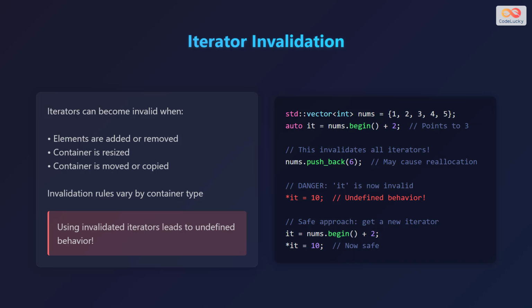Here's an example illustrating iterator invalidation with a standard vector of integers. We declare a standard vector named nums and initialize it with some values. We obtain an iterator pointing to the element with the value 3. We then call the push_back function to add an element to the end of the vector, which may cause reallocation of the underlying storage. As a result, all existing iterators, including the iterator it, become invalidated. Attempting to dereference the invalidated iterator results in undefined behavior. To avoid this, we can obtain a new iterator after the modification, ensuring that it points to the correct element.